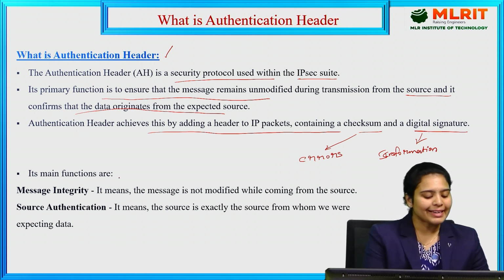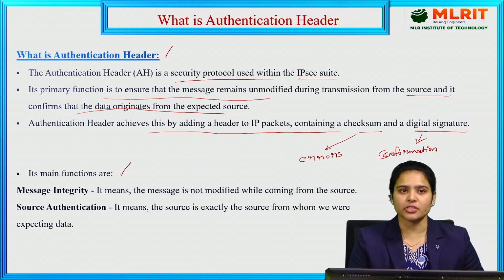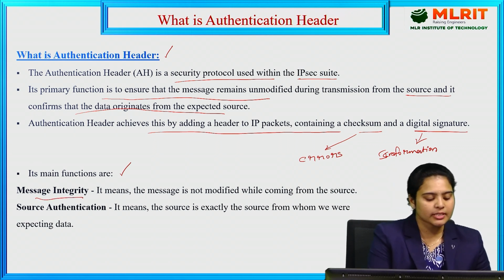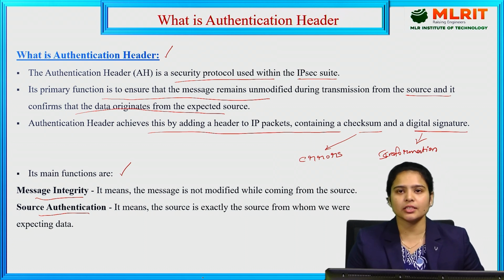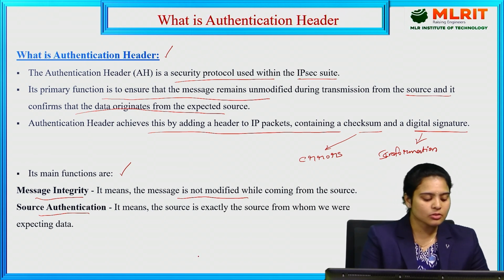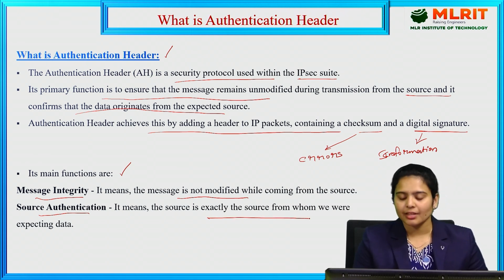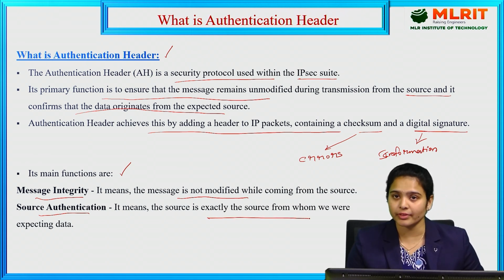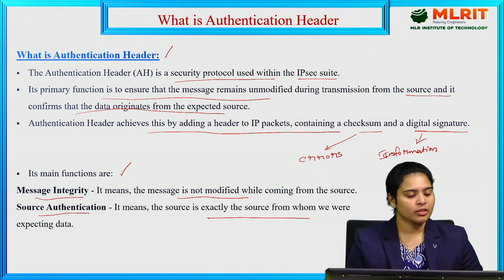Mainly it contains two types of functions. One is message integrity and the second one is source authentication. Message integrity is nothing but the message should not be modified. That is called message integrity. The next, source authentication, is exactly the source from where we are expecting to get the data. That is the source authentication process.